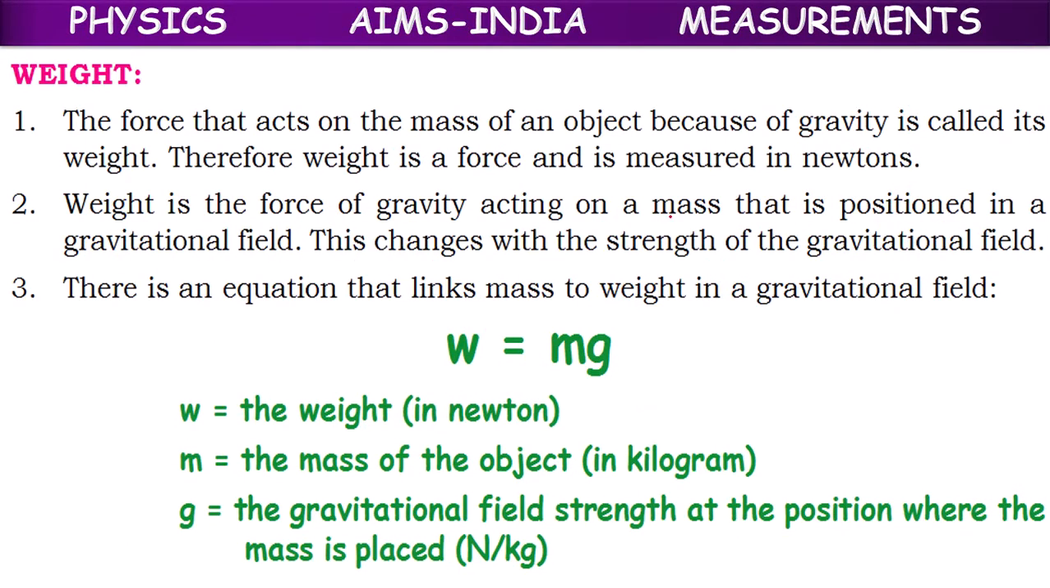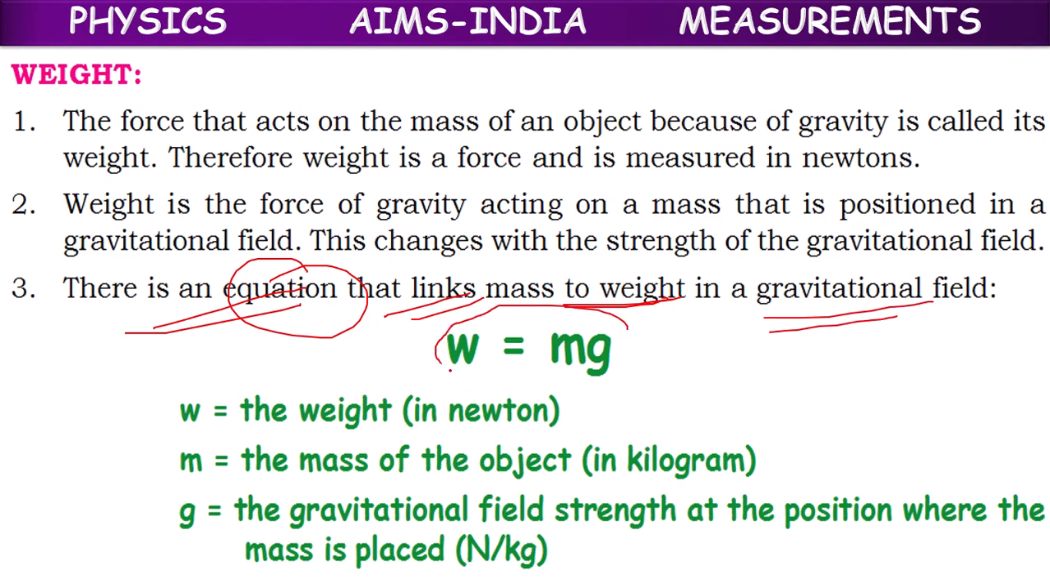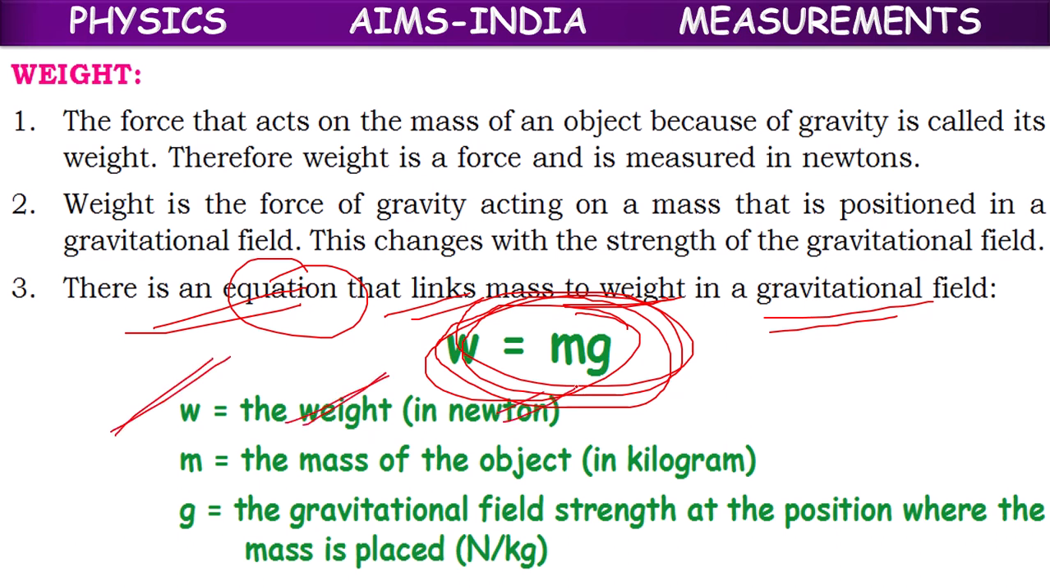Okay, children. So there is an equation which links mass to weight in terms of gravitational field. That equation is W equals mg, where W is weight in Newton, m means mass of the object in kilograms, and g means gravitational field strength or acceleration due to gravity at the position where the mass is placed.